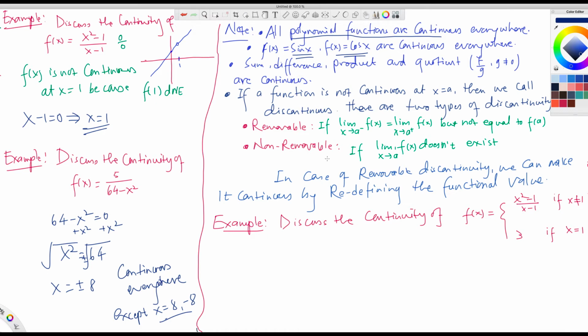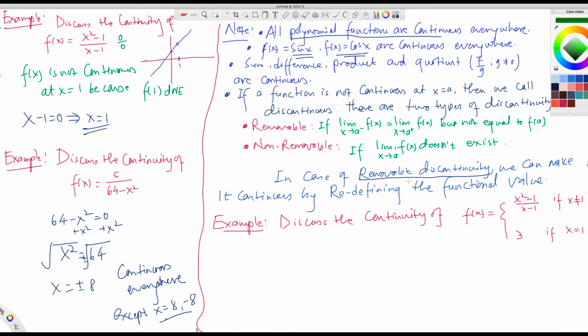And non-removable is if the limit does not exist, then we don't worry about the functional value. If the limit does not exist, then it is called non-removable discontinuity, okay. In case of the removable discontinuity, we can make it continuous by redefining the functional value. We will see an example. This is the example for that.